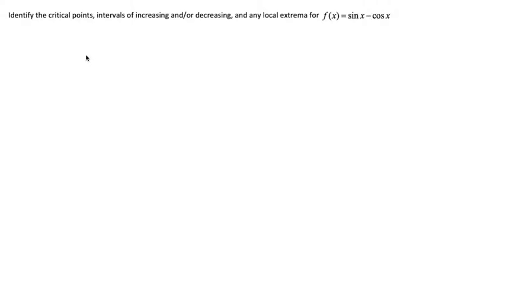Identify the critical points, the intervals of increasing and/or decreasing, and any local extrema for f of x equal to sine of x minus cosine of x. All right, so here we're, I guess, finally dealing with trig functions. Okay, so we've got sine of x minus the cosine of x.